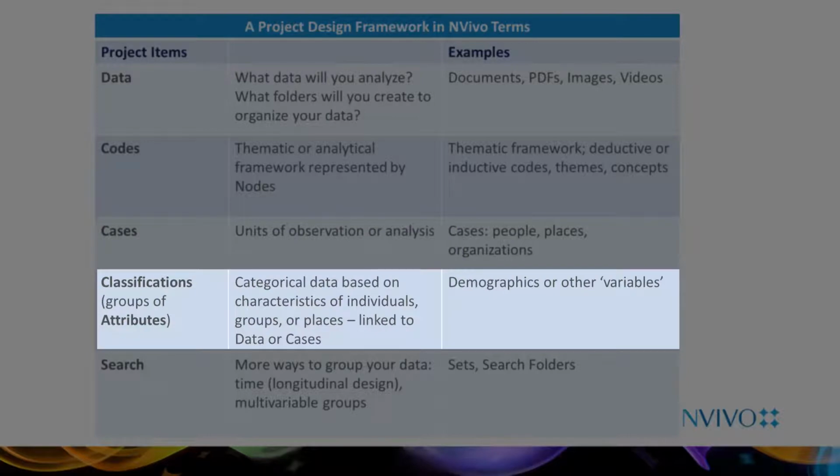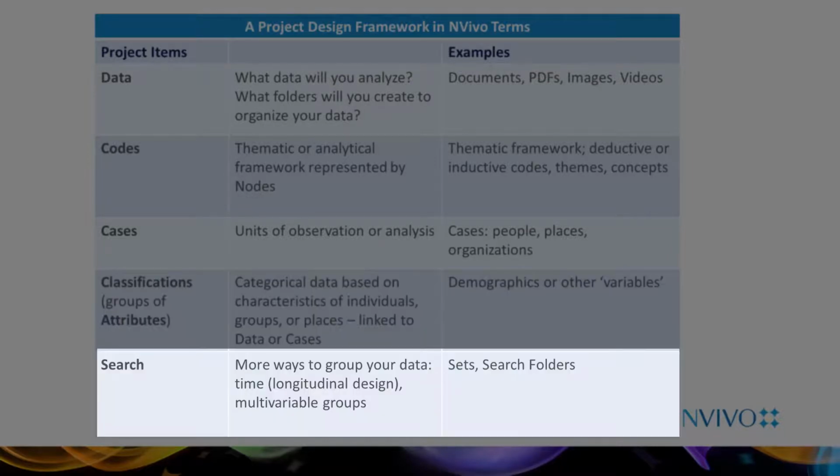You can link attributes to your data or cases. This is NVivo's term for variables. This might be demographic information such as age, gender, job, or education level, which would be linked to your cases. Information about the characteristics of your file, such as the date of publication for any literature, would be linked to the file classifications. In the search area of NVivo, you can group or categorise your data in more ways.